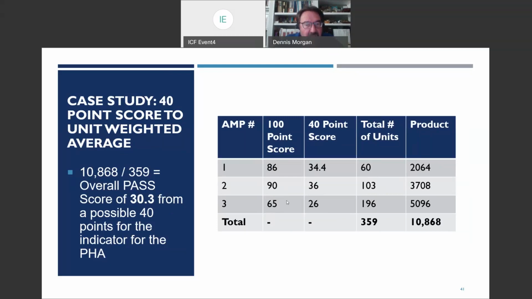How can I get this agency to improve? Well, look at this score of 65. They're going to be back next year. So in that case, I'm going to be reevaluated on this particular site.